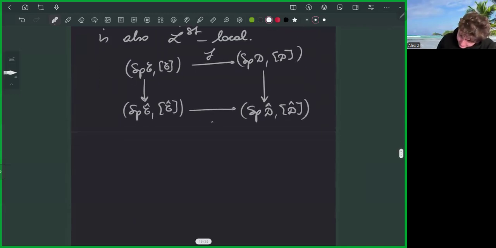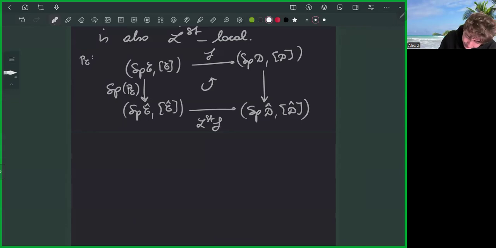So here we have LST of F. And here we have this diagram. My claim is this diagram commutes. And this is SP on P. So P, let's call it PC, where PC is the canonical projection to the completion. And on the other side, we have SP of PD.